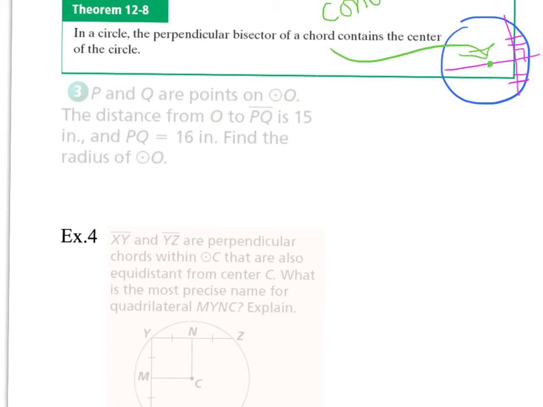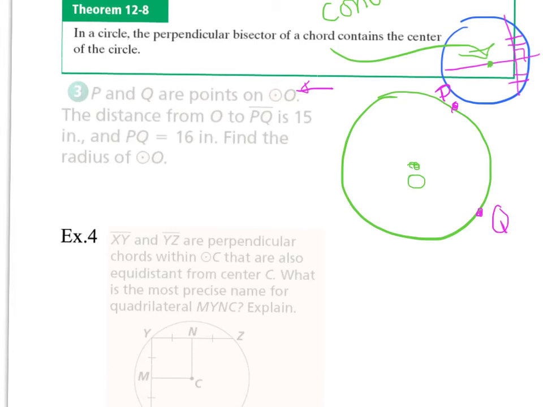So we're going to draw our circle, and we have to recreate what it's trying to tell us. We know it's circle O, so O should be in the center, because that's how we name our circles. That is always the center. The distance from O to PQ is 15. Now PQ is a chord. P and Q are points on the circle, so if we just threw them up here, here's P and here's Q. You can put them anywhere you want.